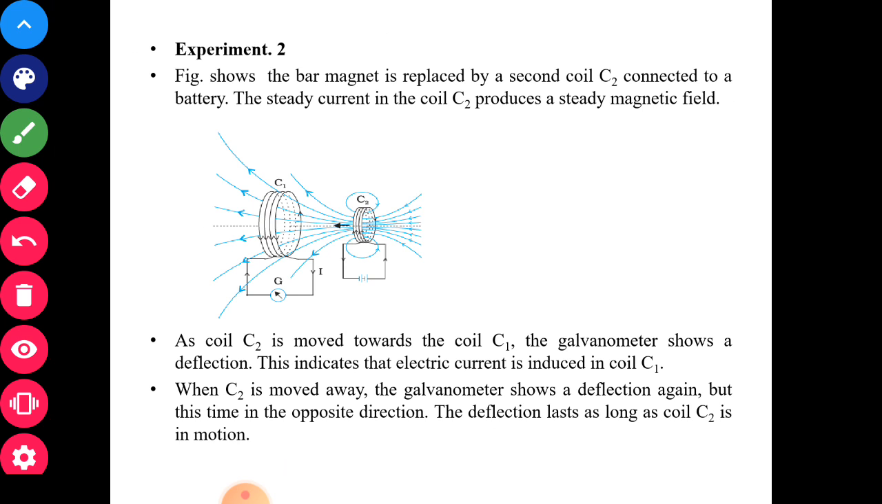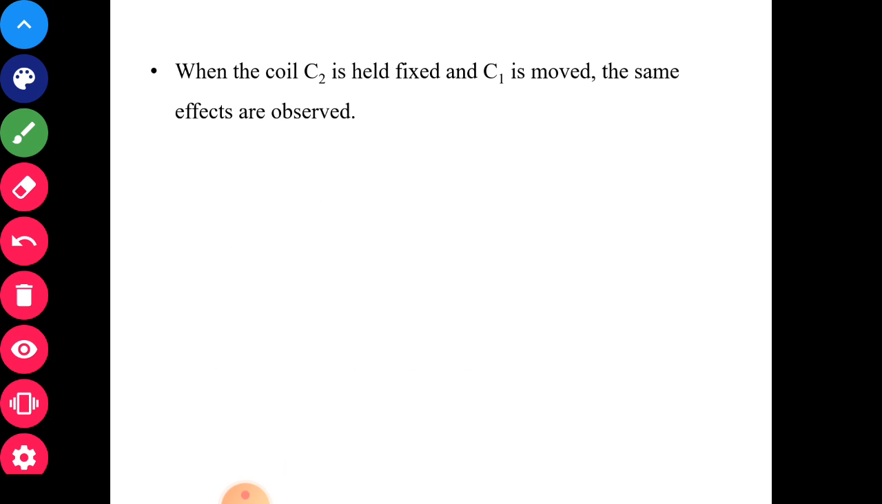The deflection lasts only until the coil C2 is in motion. So this is the second experiment.